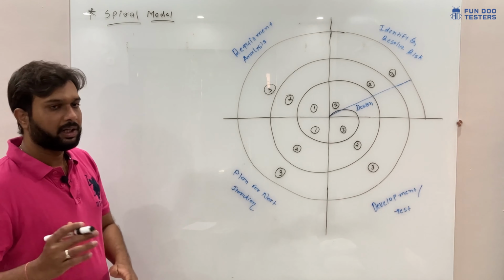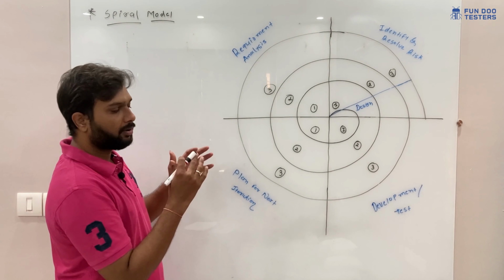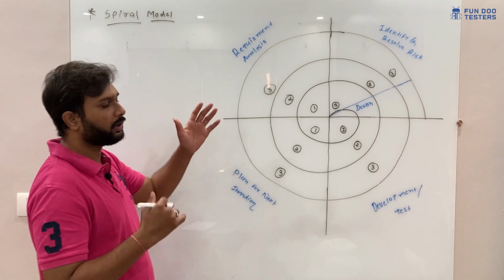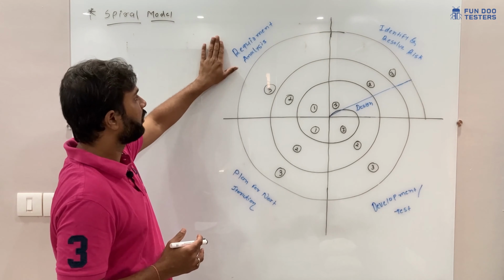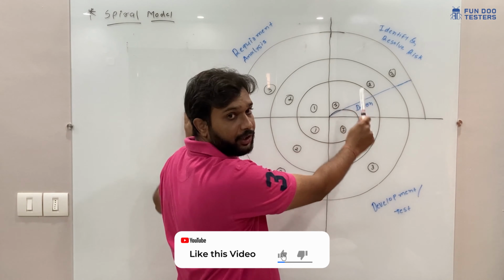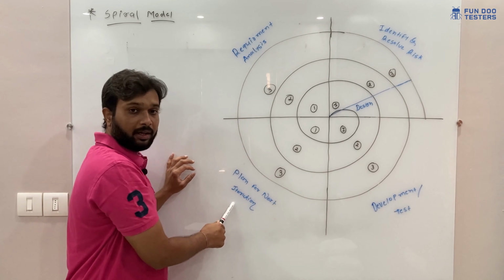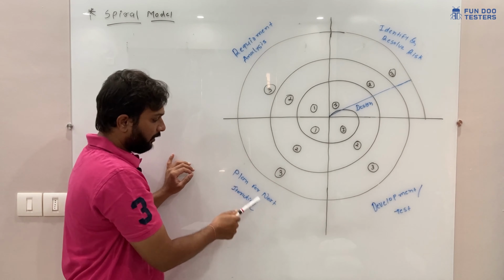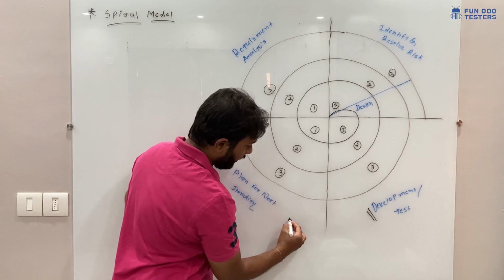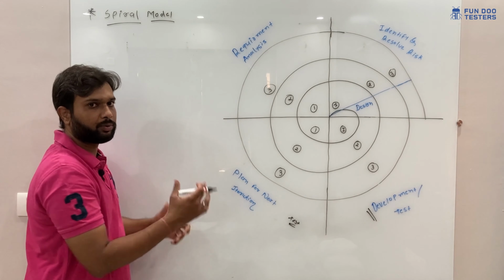First, here what Barry did is split the waterfall model into small chunks. So how does it work? Here also we have 4 stages. First is requirement analysis, next is identify and resolve risk, third is development and test phase, and fourth is plan for the next iteration. A few people say development phase here and testing phase here, and during the testing phase they will plan for the next iteration.